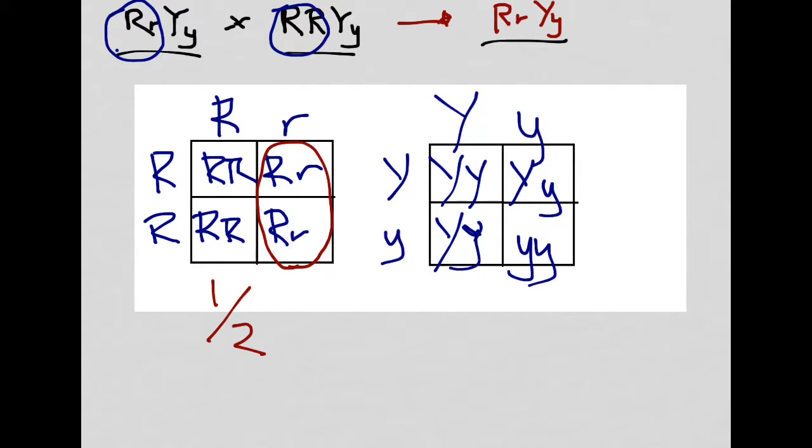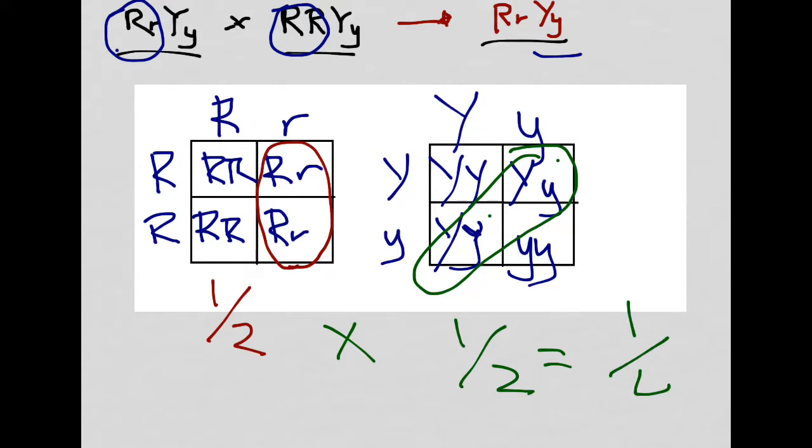If you look at this cross, you will find what we're looking for, the capital Y and small y. How many is the capital Y and small y? 1, this one, and this one. So it is also 1/2. So 1/2 times 1/2 equals what? 1/4. So the probability of having this offspring is 1/4. Is that clear?